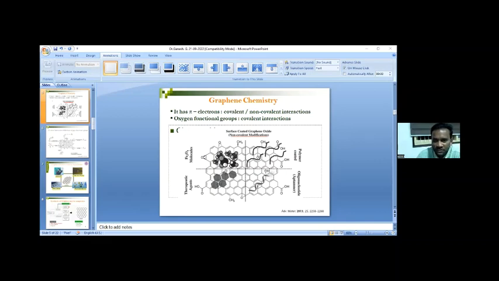So here are the applications of graphene. Mostly it is useful for electronics, atomic sensors, and biocompatible materials, and we can also use it in water treatment technologies.